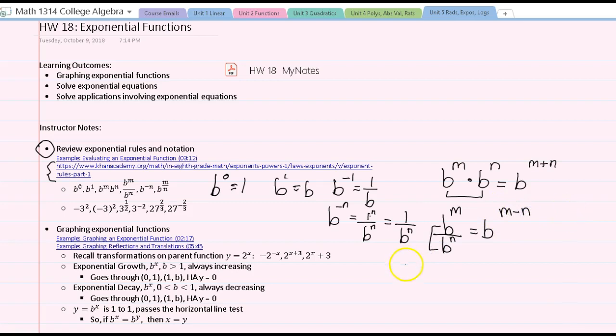And then the last one that I do want to talk about is b to the m over n, which we should have already talked about. This is the nth root of b to the m, and we can write that as the nth root of b to the mth power. So that's our quick review of exponential rules and notation.